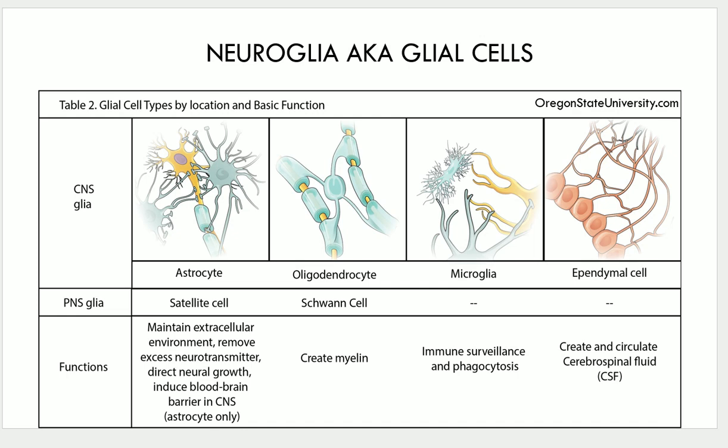Ependymal cells, that's central nervous system only as well. They create and circulate cerebrospinal fluid, CSF. So that's the fluid that's around the brain, inside the brain, around the spinal cord, inside the spinal cord.